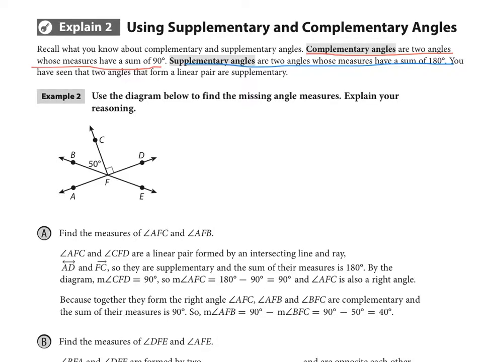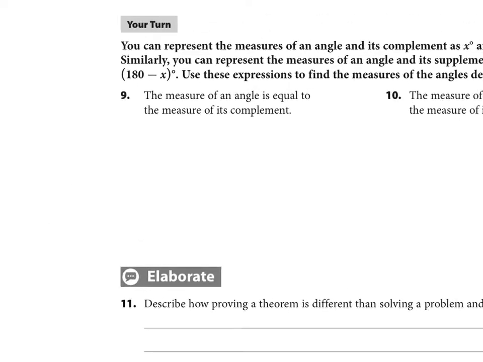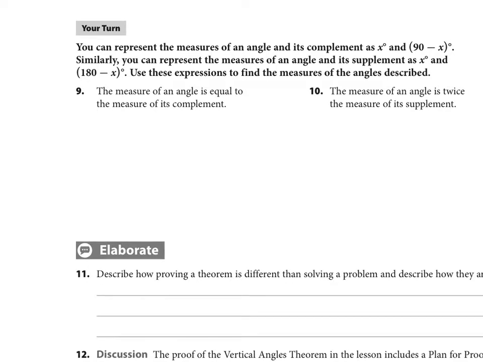And then look at number 9 on page 168. And it says you can represent the measures of an angle and its complement as x degrees and 90 minus x degrees. And it's the same for supplement. You can represent it with x and 180 minus x.